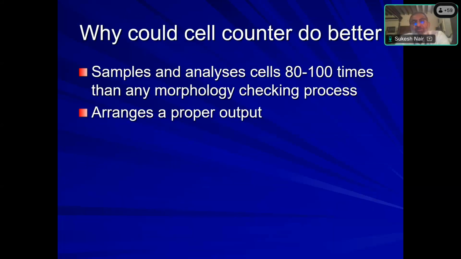Now, why do cell counters do better than any other process of counting or identifying cells? Because you must realize that it samples and analyzes cells 80 to 100 times more than any morphological checking process, whether it's a manual count or a smear count. It is going to analyze 80 to 100 times more than what we can do manually. And at the end of it, it arranges a proper, disciplined output.